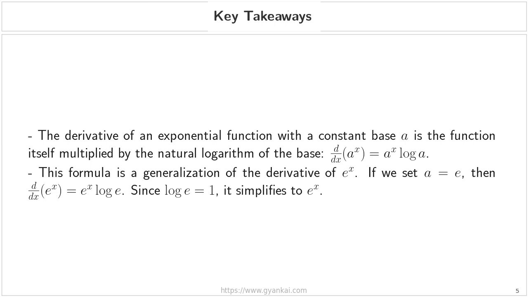It is also helpful to see how this connects to our previous knowledge. This formula is actually a generalization of the derivative of the natural exponential function, e to the power of x. If we substitute the constant a with the base e, the derivative of e to the power of x becomes e to the power of x times the natural log of e. Since the natural log of e is equal to 1, the expression simplifies back to just e to the power of x, which perfectly aligns with what we learned in earlier lessons.